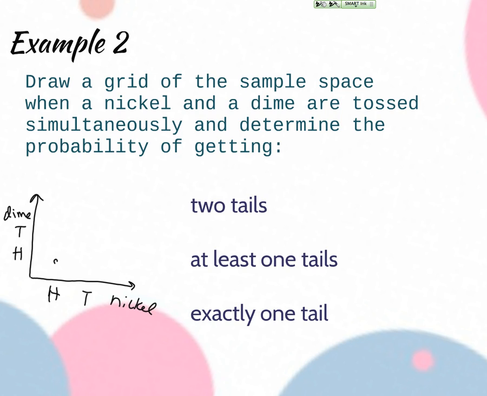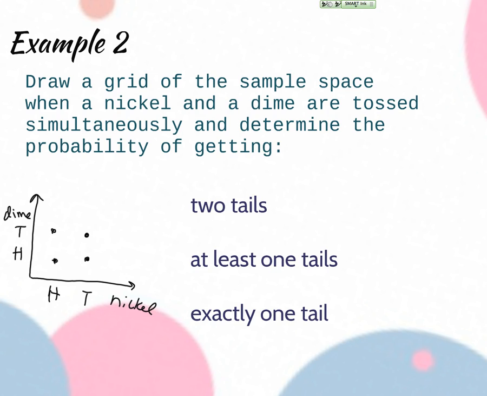So I could get heads and then heads. I could get tails and then heads. I could get heads and then tails. I could get tails and then tails. So every dot represents a different possible outcome. So we can very clearly see that we have 4 dots. So that's our total sample space.